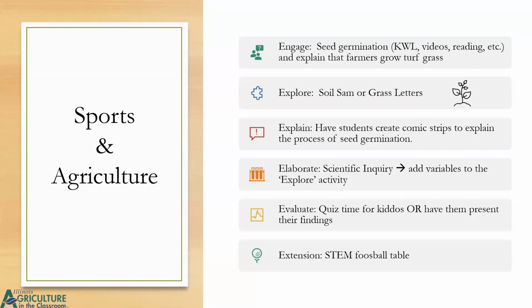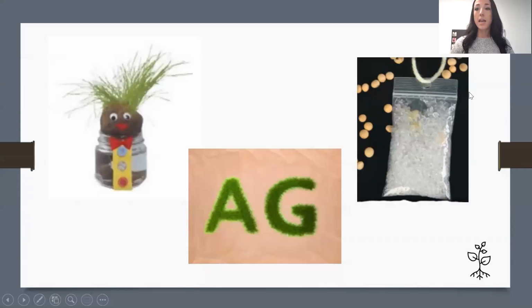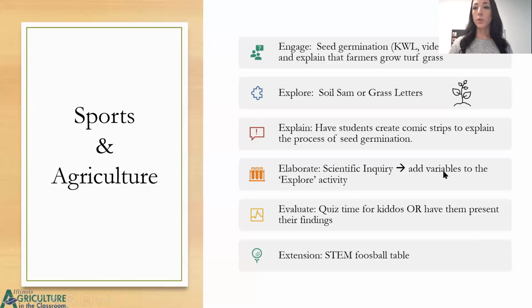Your elaboration would then be that scientific inquiry. We're looking at now what variables do we have. So with your Soil Sam, your little guy, maybe instead of water at the bottom, you put in Mountain Dew. Or you put in coffee and you say, okay, well, Mountain Dew helps us have all this energy. Would that give energy to the plant to grow? Or maybe we put different types of fertilizer in there, different types of soil. How is that going to affect the growth of your little Soil Sam's hair?